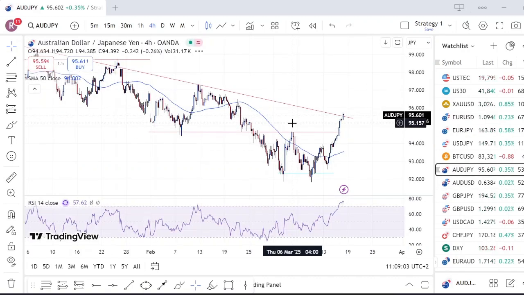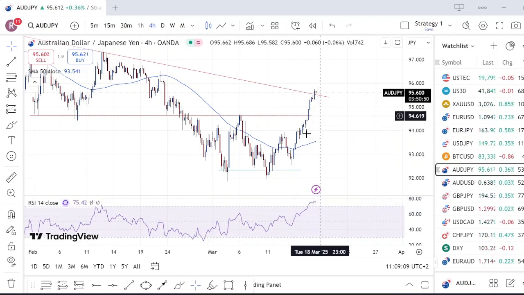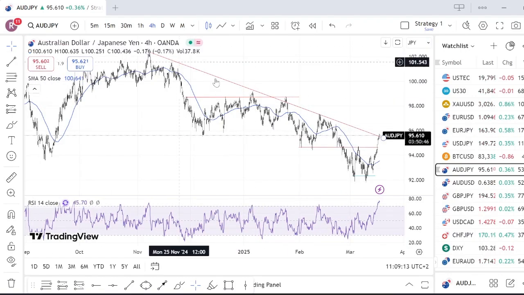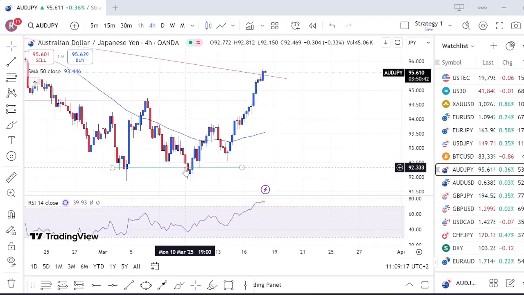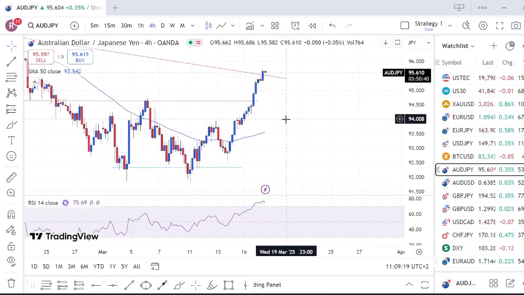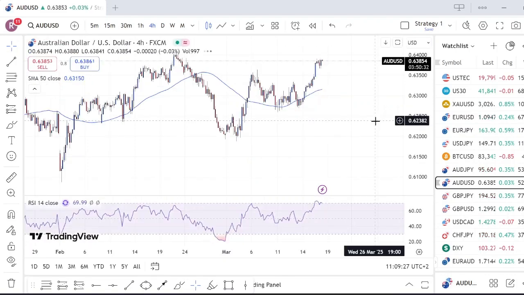So AUD JPY, we've broken above the 50 MA. We are in the overextended bullish region of the RSI, and we have a bullish trend going on, despite the bearish resistance trend line which we have at play. So look for bullish plays on this pair. I definitely think we can get some longs there. Be cognizant of the bearish resistance trend line.